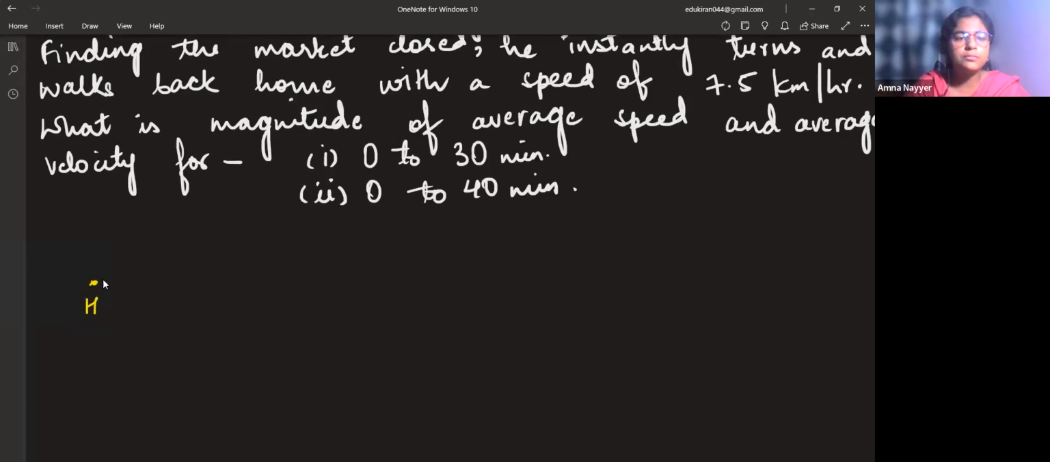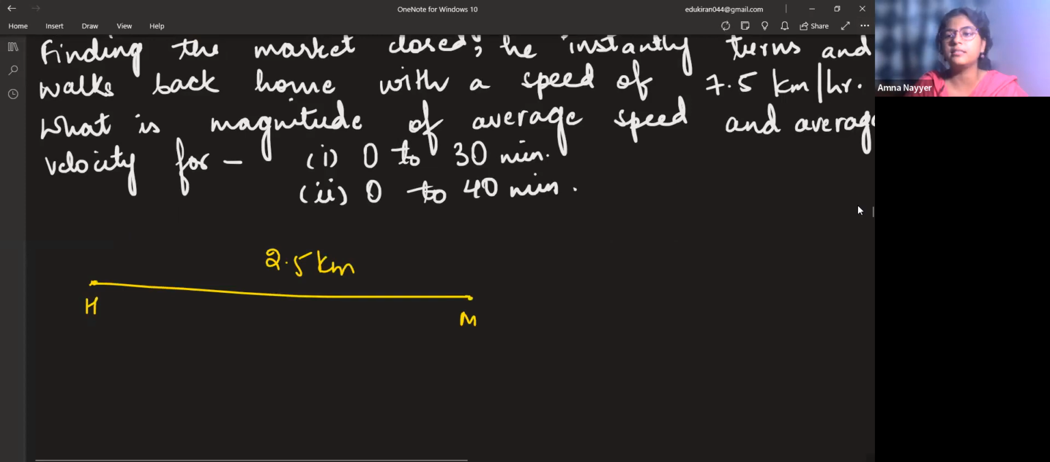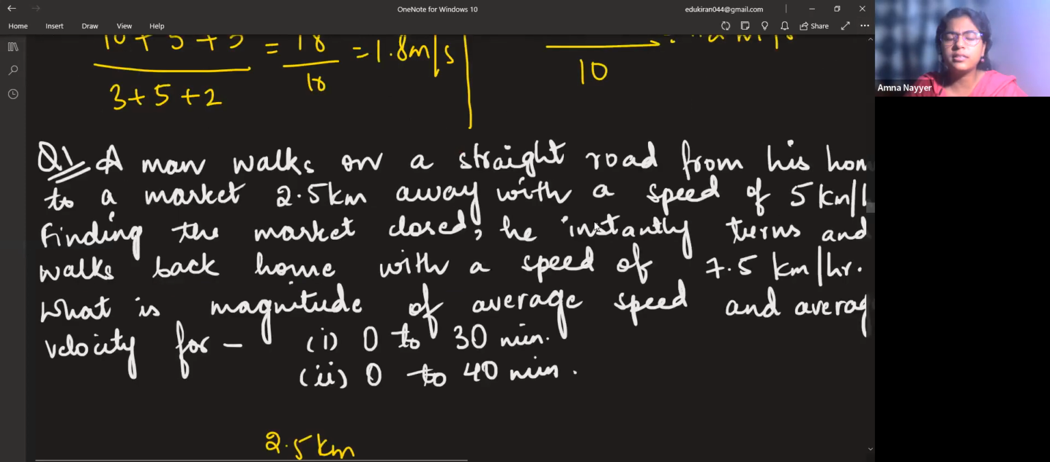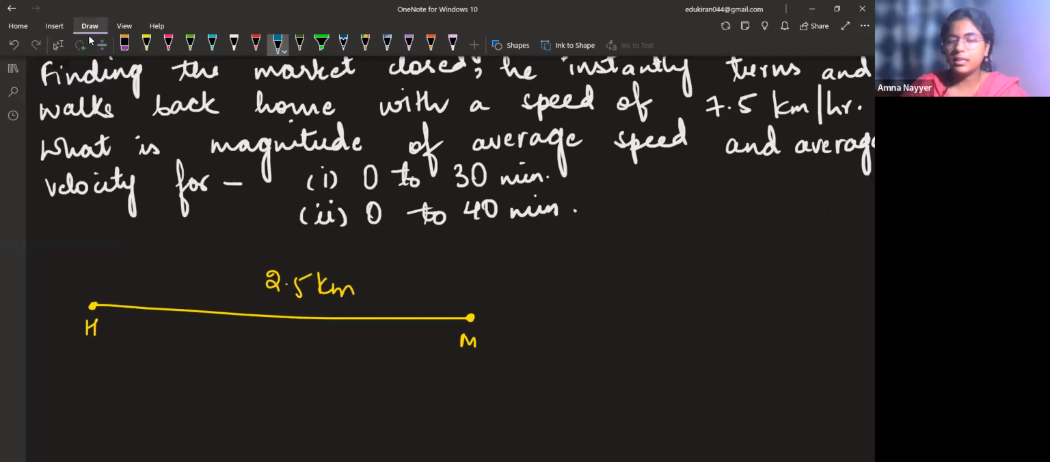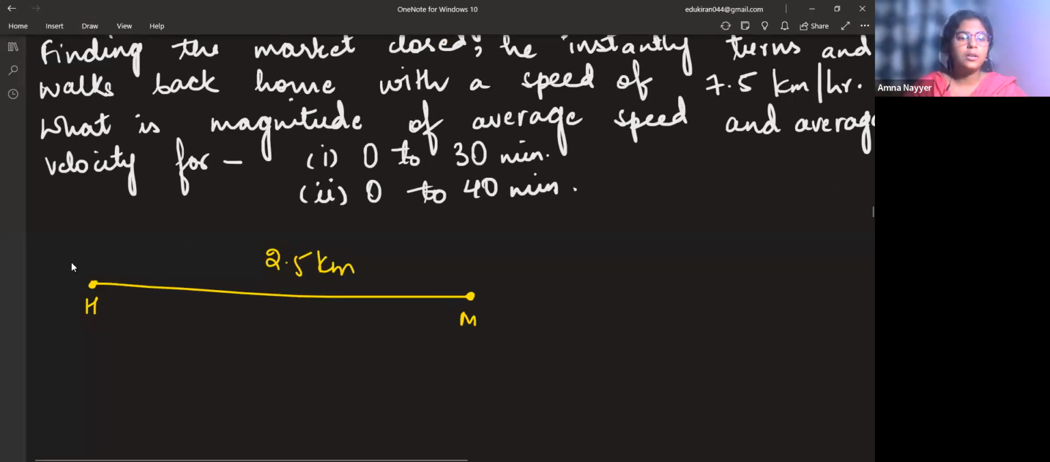This is home. This is the market. The separation is 2.5 kilometers. Now, what's next? It says with a speed of 5 kilometers per hour. Means the person has started from here, going till here. First, the person is moving with a speed of V1, which is 5 kilometers per hour. That's the speed when he is moving.